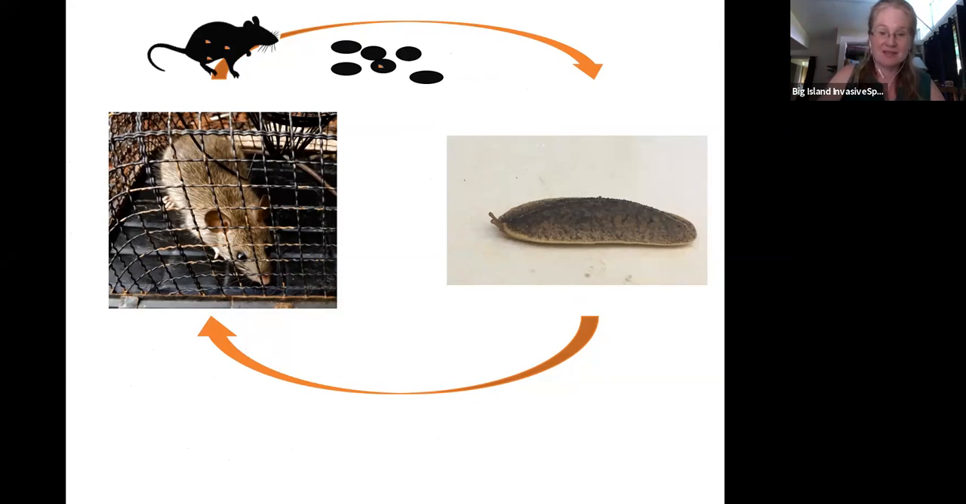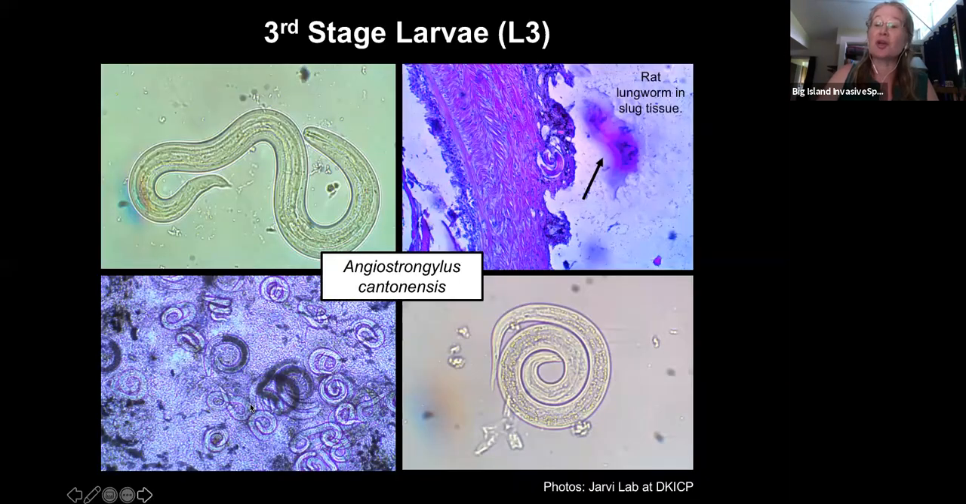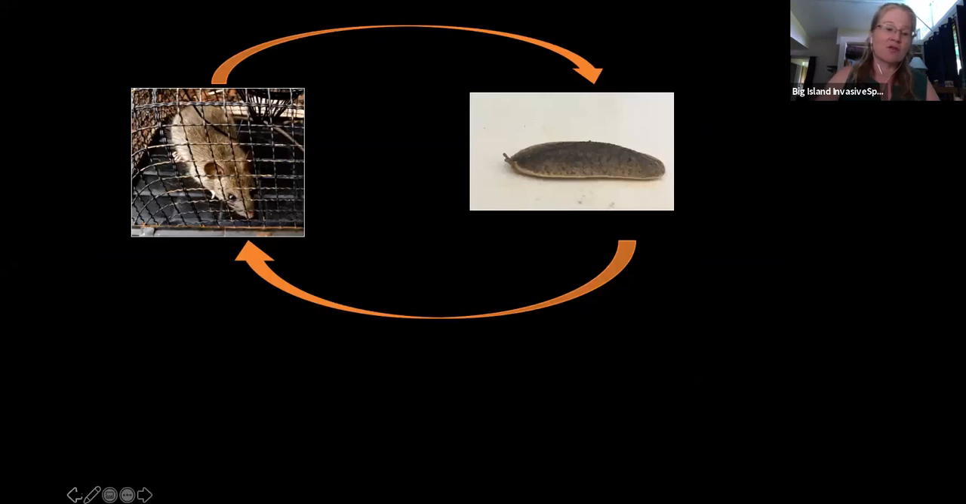So this is the definitive way that the thing has to grow. It cannot complete its life cycle if it only ends up in one or the other of these organisms. It gets stuck at a certain stage. And the stage that is most important to us as humans is the third stage. That's the stage at which it's in the slug or snail. So the first couple of stages, it's in the rat, comes out of the rat in the poop, gets eaten by the slug or snail, and then becomes L3 or third stage larvae.